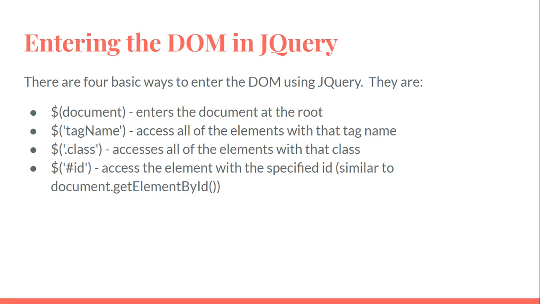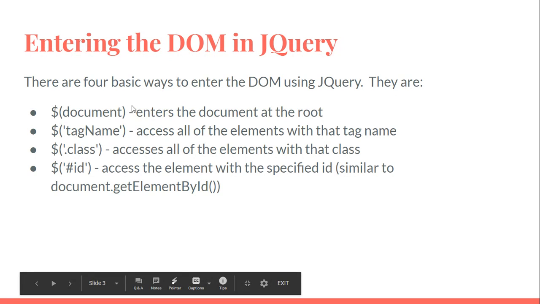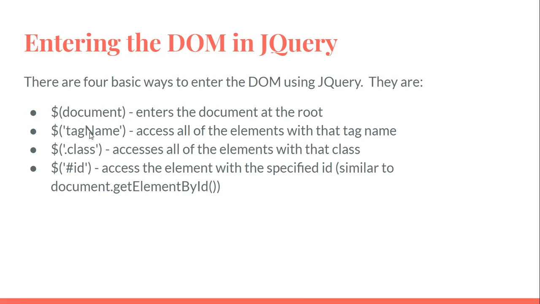We've talked about this before, how to enter the DOM in jQuery, how to get into the document. We've got four ways mainly. We can get in at the document, which is the root tag. We can get in by a tag name, which gives us a list of all elements for that tag name. We can get in with a class, which gives us all elements for that class, or we can get in with an ID. Accessing with an ID is ideal.